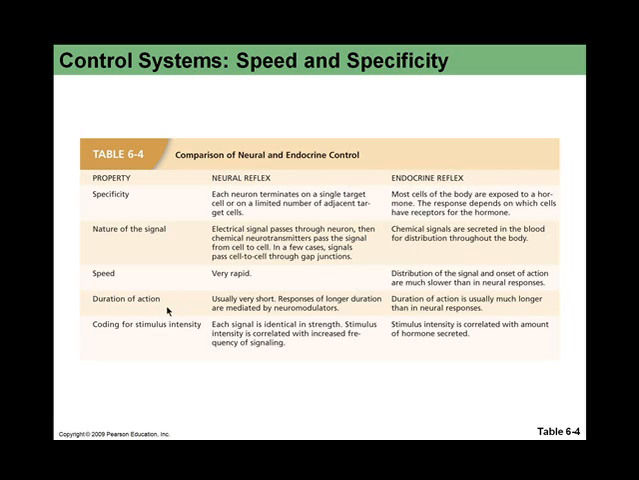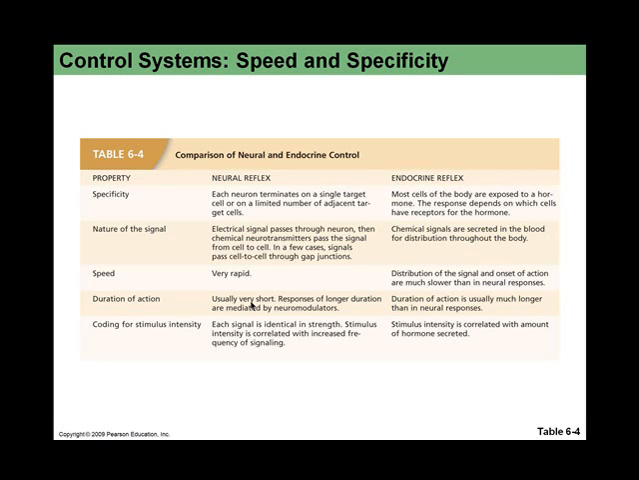The duration of action is usually very short for the neural system. The responses of a longer duration are mediated by neuromodulators. So the way that we want to think about this is that the neural reflexes will be primarily responsible for the very fast and short-acting types of responses. Still capable of lingering responses, but responsible for getting that initial response generated.